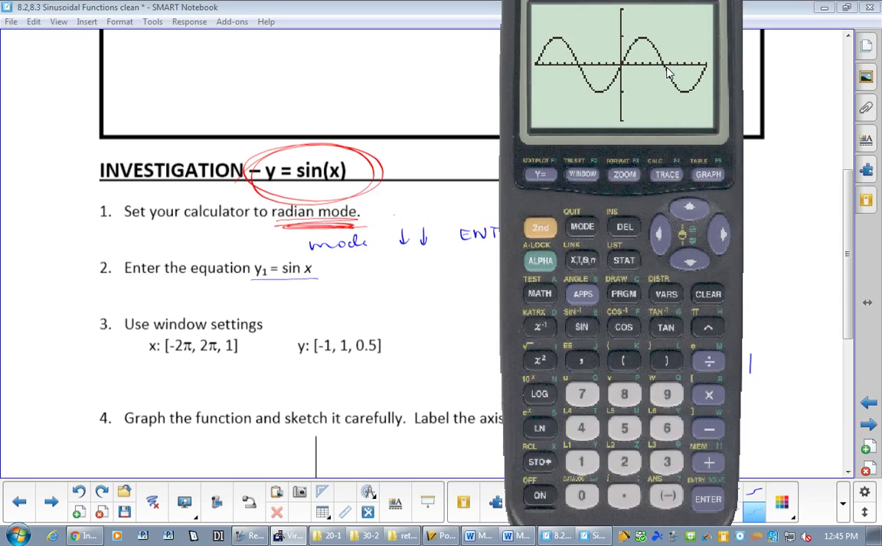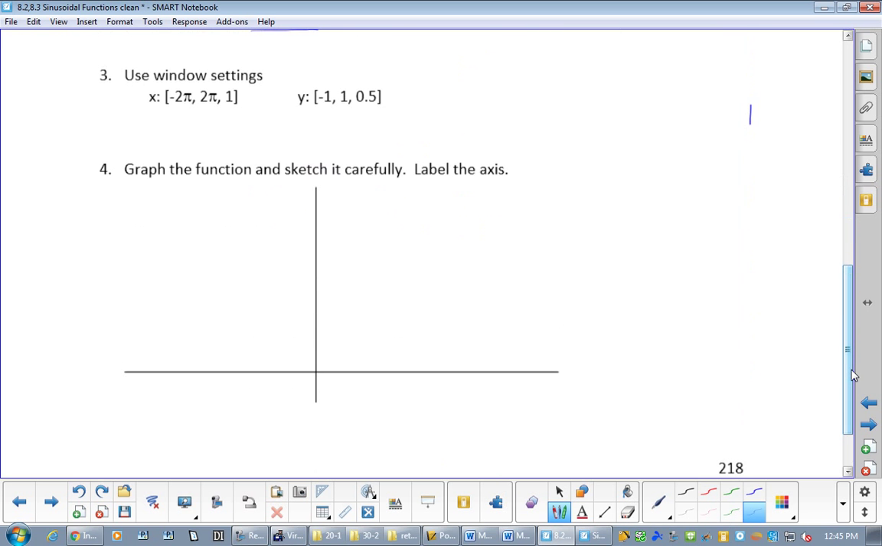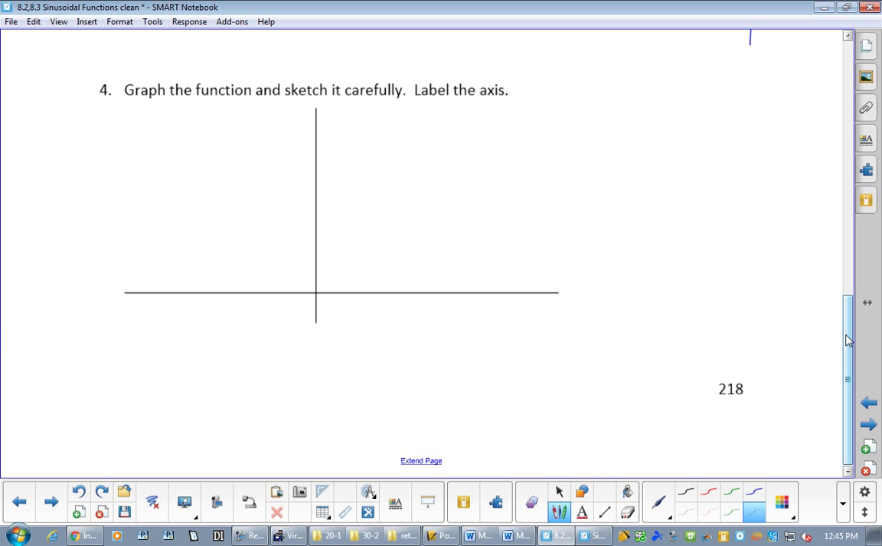So with that said, if we look down below, it says sketch the graph. What's really important is to sketch this part. So just kind of go like that. This is 1. This is 0.5. This is negative 0.5. And that's negative 1. This is pi, and this is 2 pi. This is y equals sine x.